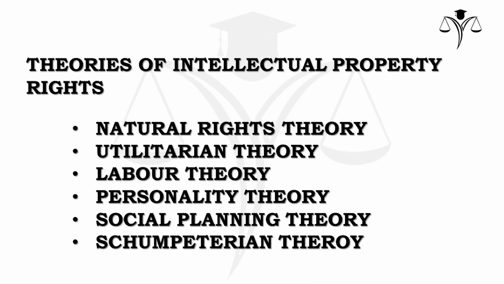So basically in this series we'll be dealing with 6 theories. The first theory is natural rights theory, then utilitarian theory, labor theory, personality theory, social planning theory, and Schumpeterian theory. These are the 6 theories we'll be dealing with in this series in detail. But in this video, I'll be giving a very brief introduction about each of these theories.